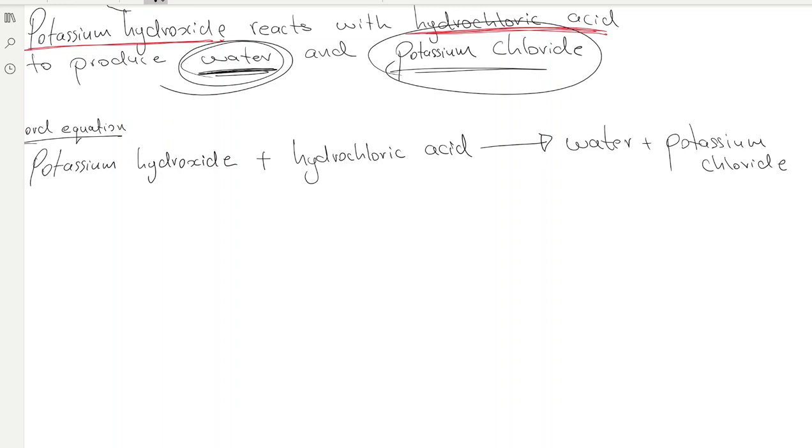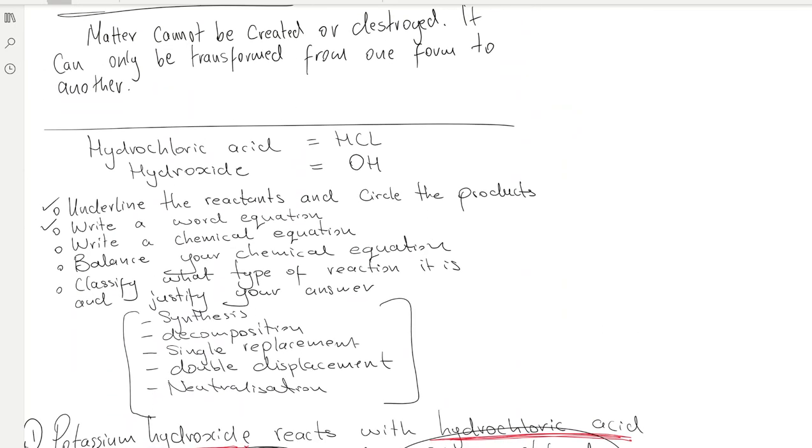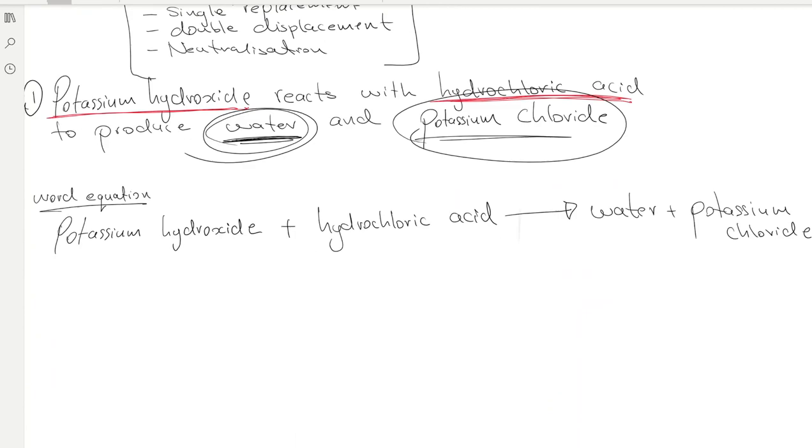Now that's the next step. So this is the first one we have done. Underline, word equation we have written. Now we write a chemical equation. Okay, so underlining the reactants and products we have done. Writing a word equation we have done. Now we are writing a chemical equation. This is now where it becomes a bit challenging.